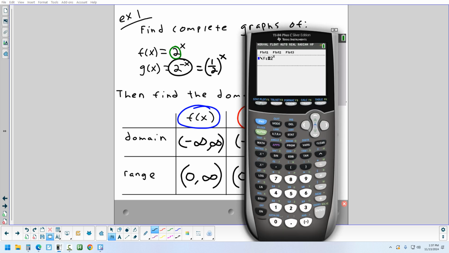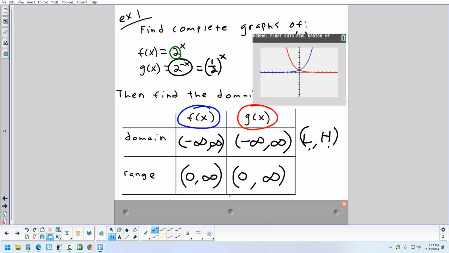No, they would be different if I did something like that. Now that plus 6 is going to move the graph up 6. So now the range of the blue one would be 6 to infinity, and the red one I kept the same. So no, the ranges don't always have to be the same. But the domains are always the same no matter what you do, for exponentials.